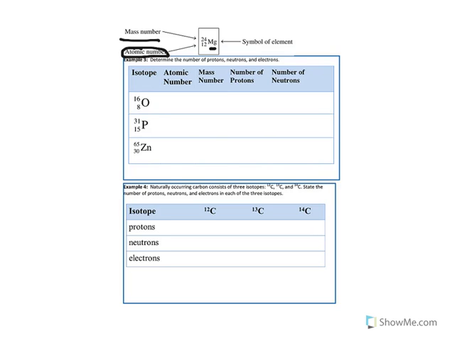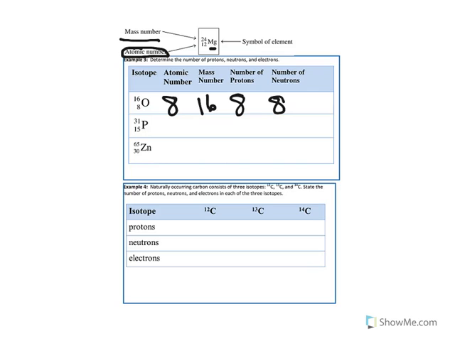We want to determine the number of protons, neutrons, and electrons. Let's look at oxygen. An isotope of oxygen has a mass number of 16 and an atomic number of 8. Remember that the atomic number tells you the number of protons. So there are 8 protons in this isotope of oxygen. To determine the number of neutrons, we take the mass number and subtract the atomic number, because the mass number is the protons plus the neutrons. We subtract the number of protons to be left with the number of neutrons. 16 minus 8 tells us there are 8 neutrons.